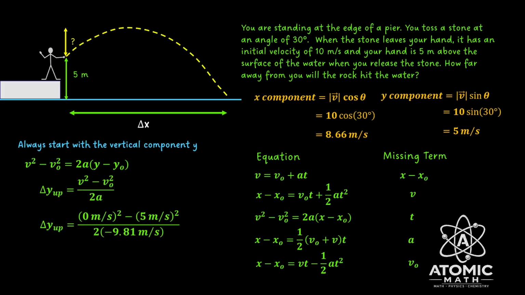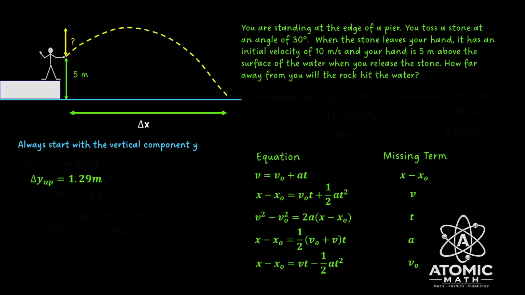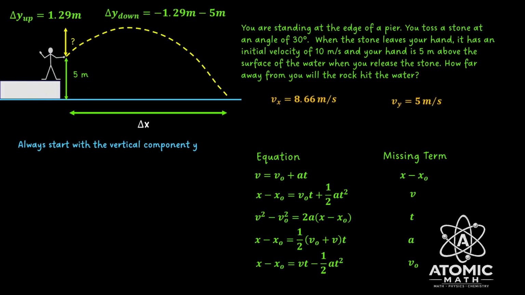So if we fill that in, we can see that our final velocity is 0. Our initial velocity was 5 meters per second. And we divide by 2 times gravity. That leaves us with 1.29 meters. So that little yellow arrow above your hand, that's going to be 1.29 meters. And that means that the delta y down must be minus 1.29 meters minus another 5 meters.